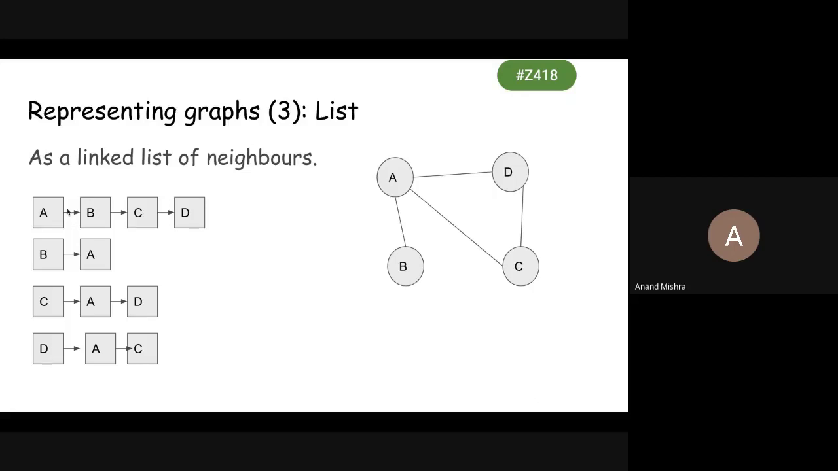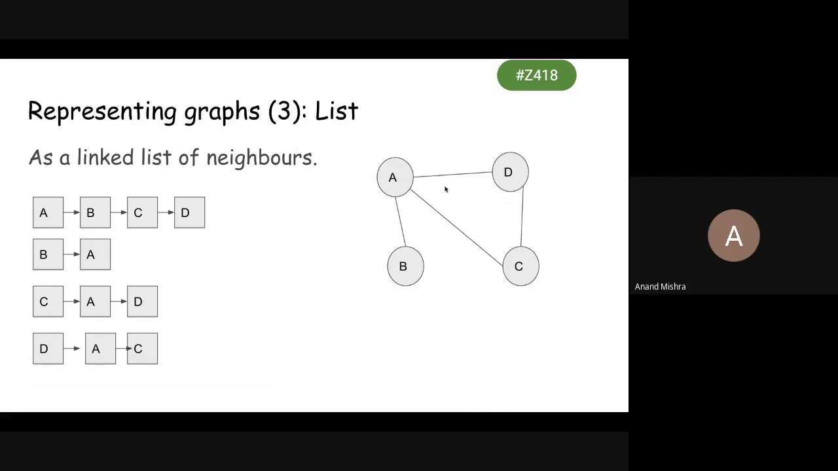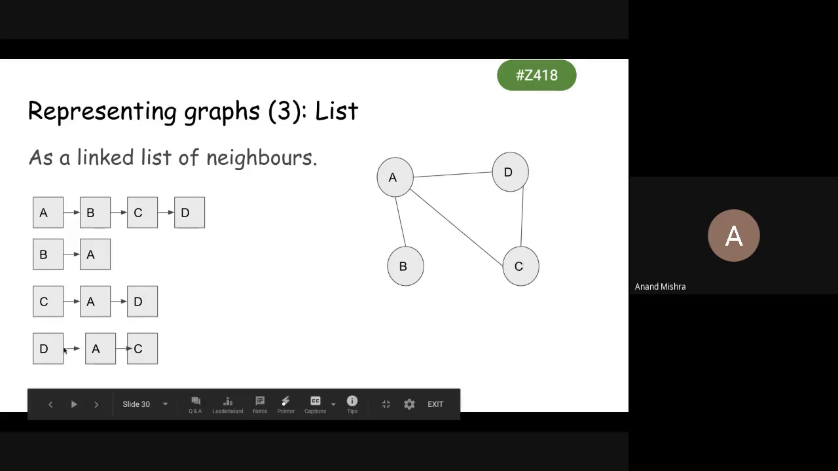You can have multiple linked lists, one for each of these nodes. For A, what are the neighbors? A's neighbors are B, C, and D. B has only one neighbor, A. C has two neighbors, A and D. And D has two neighbors, A and C. So you can also represent the graph as multiple linked lists.